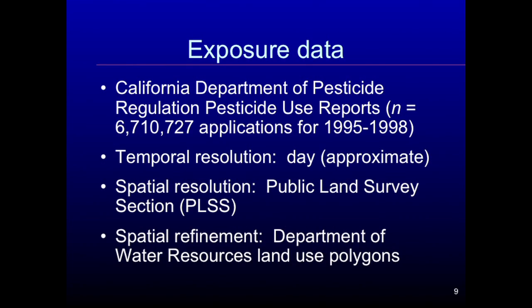So DPR, we had 6.7 million applications from 1995 to 1998. And 96 to 98 was our birth cohort, but we wanted to catch the period before that as having gestation. Temporal resolution is day. People write down on their usage application what day they're going to do the application. And I think that piece is actually considered pretty accurate within a couple of days.